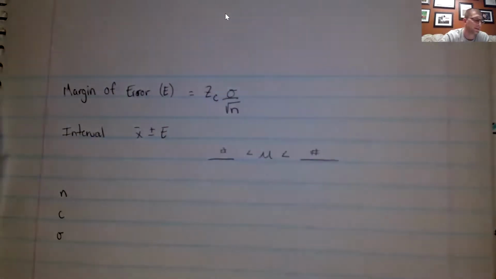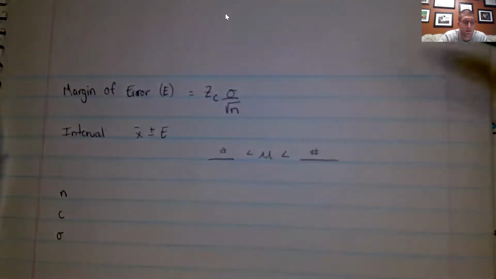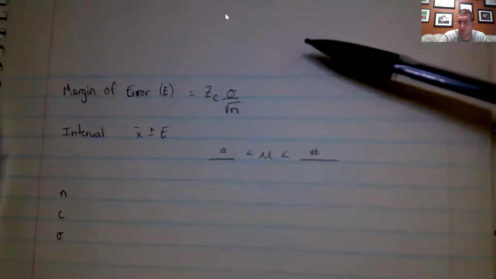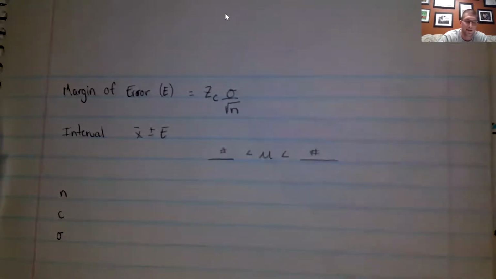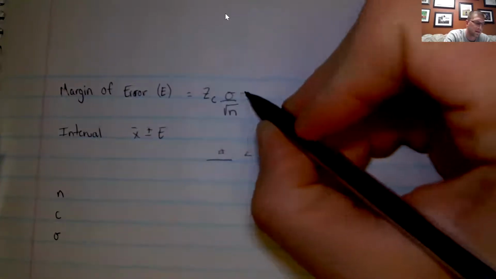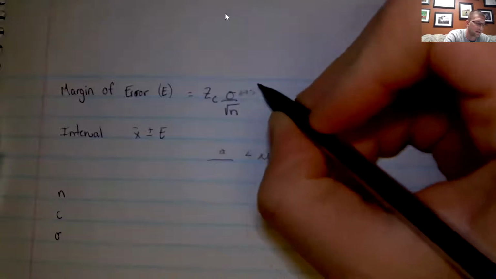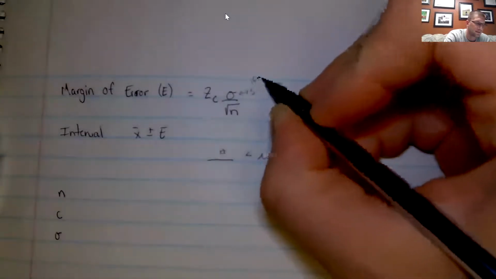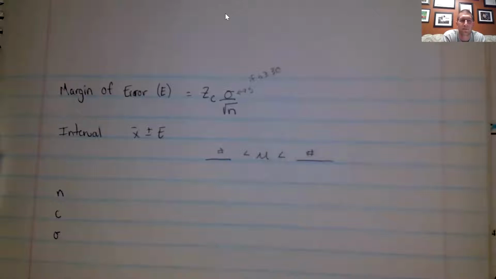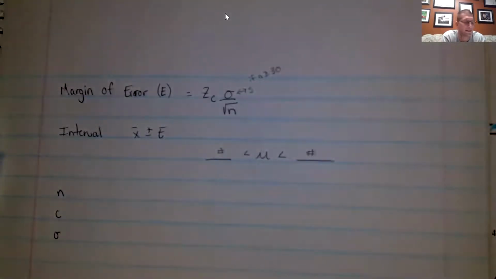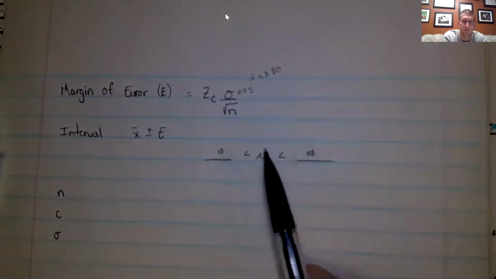So margin of error, remember it's the z-score from the confidence that we have in our notes for most of the more popular values. The population standard deviation, unless n is greater than or equal to 30, then we can change that out for s. So remember, this is interchangeable with s if n is greater than or equal to 30. And then we take that margin of error, add or subtract it to our x bar, and we get an interval, which is going to look like this.